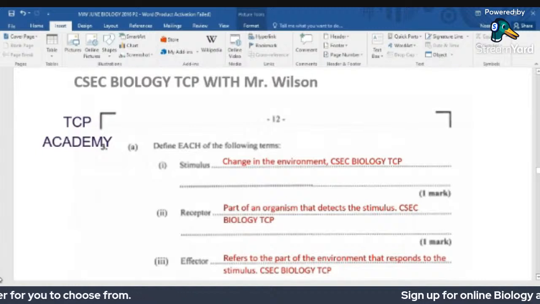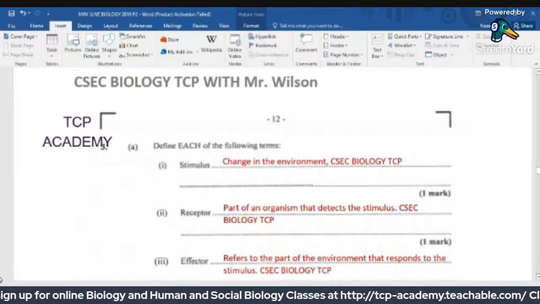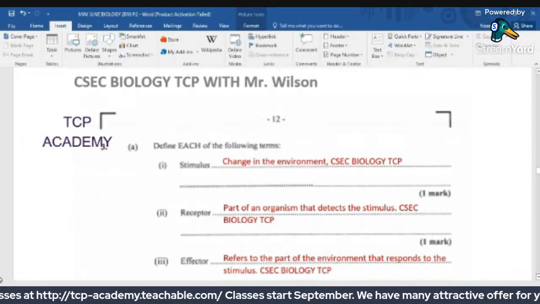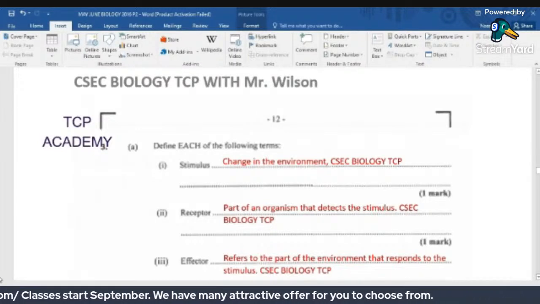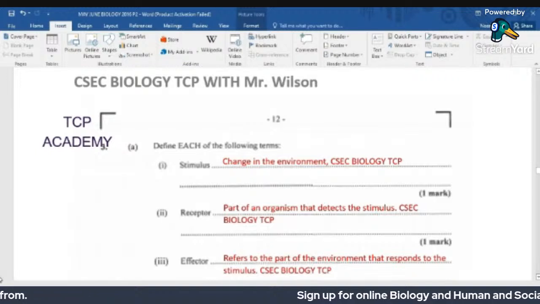Stimulus. A stimulus is pretty much a change in the environment. A bang, you're hearing something, you're seeing something, you're feeling something, you're tasting something. All those are changes in the environment. Now the receptor is a part of the organism that detects the stimulus. So it's detecting that change. What does that mean in the environment? The receptor is picking up that something is not normal, something is off here. It's getting really hot. It was cool just now and it's getting hot. So pretty much a receptor is picking up that information.